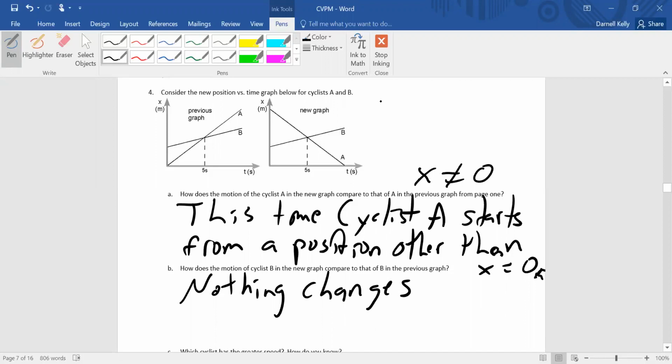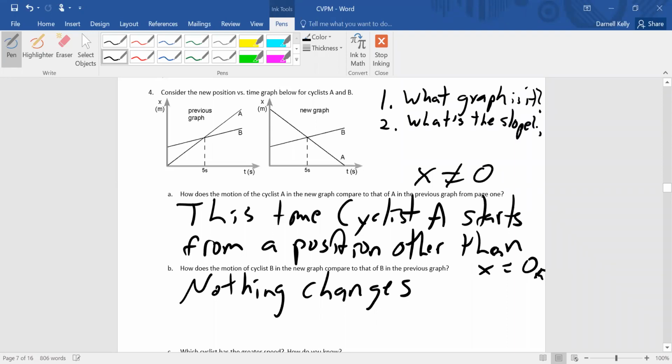First of all, I've got to know what I'm looking at: x versus t. You can think about this method if you're doing the problems later. What graph is it? Okay, I've identified x versus t. Then you can ask yourself, what's the slope? What's the slope? The slope of a position-time graph is the velocity.